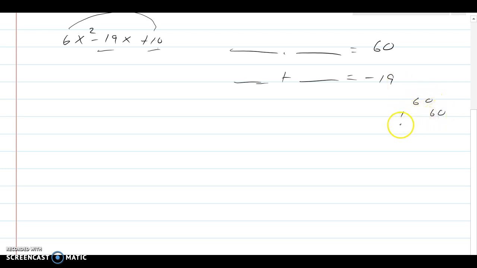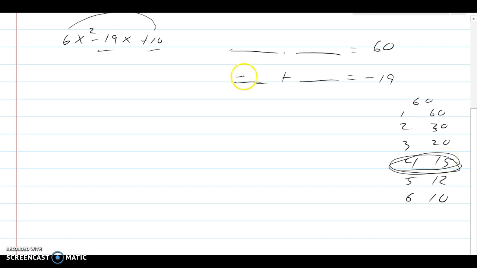Well, 60 is 1 times 60, 2 times 30, 3 times 20, 4 times 15, 5 times 12, and 6 times 10. Which one of those seems to add to 19? Well, it's this one. So now we're going to have a negative 4 and a negative 15.